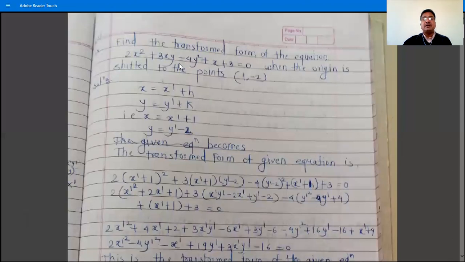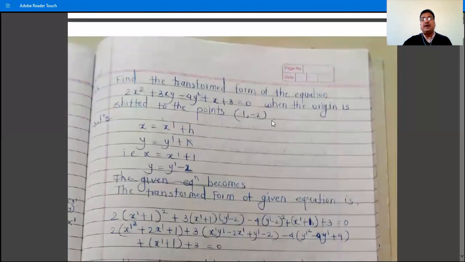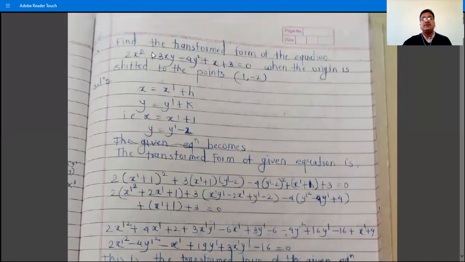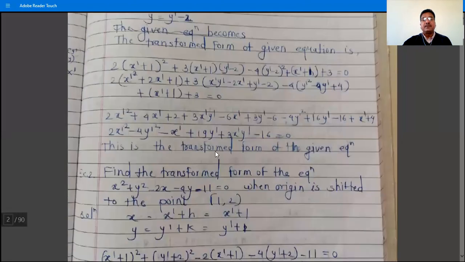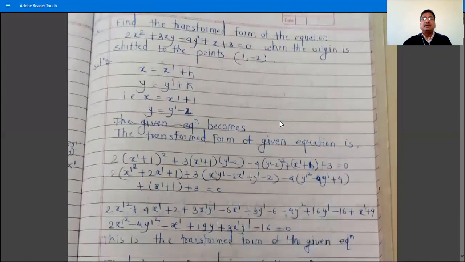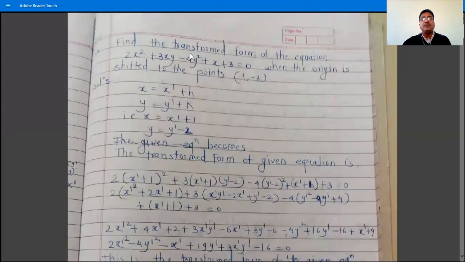So this equation transforms to this by shifting the origin to point (1, -2). Both equations represent the same curve, but this is the equation of the curve with respect to the old system, and this is the equation with respect to the new system. So what is the new system? After shifting the origin to point (1, -2), the new system forms, that is the x' axis and y' axis, and with respect to that, this is the equation of the same curve. So this is the transformed form of this equation when the origin is shifted to this point.